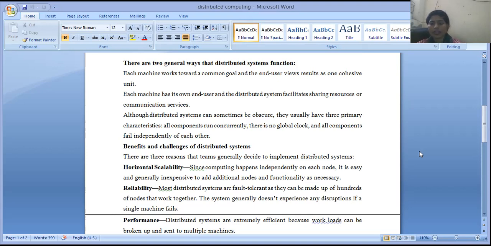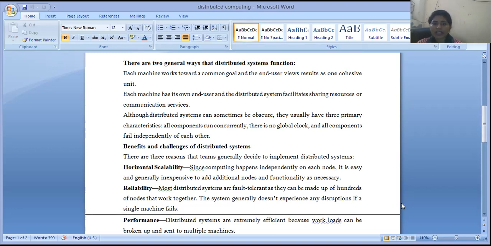So now we will discuss the functions. What are the functions of distributed computing? Clear? Each machine works towards a goal, and individual views result in one cohesive unit. Suppose all the users had predefined goals that they have to achieve. So each machine works towards the common goal, whatever goal is decided by the users, and they just try to work and find out that goal, isn't it?